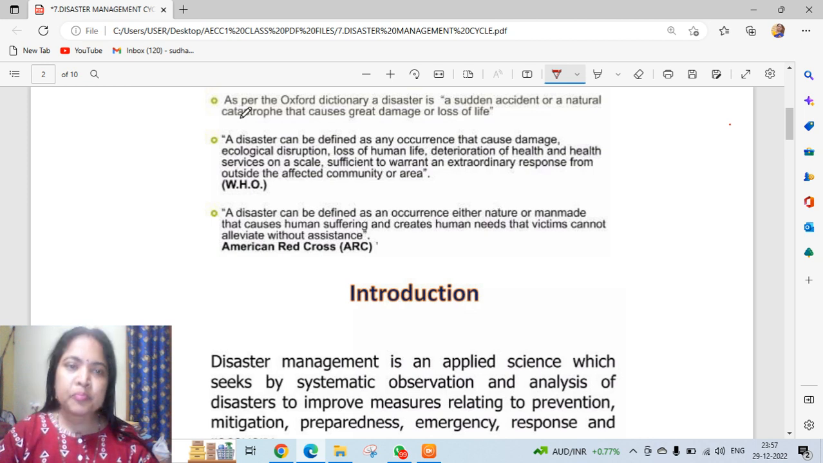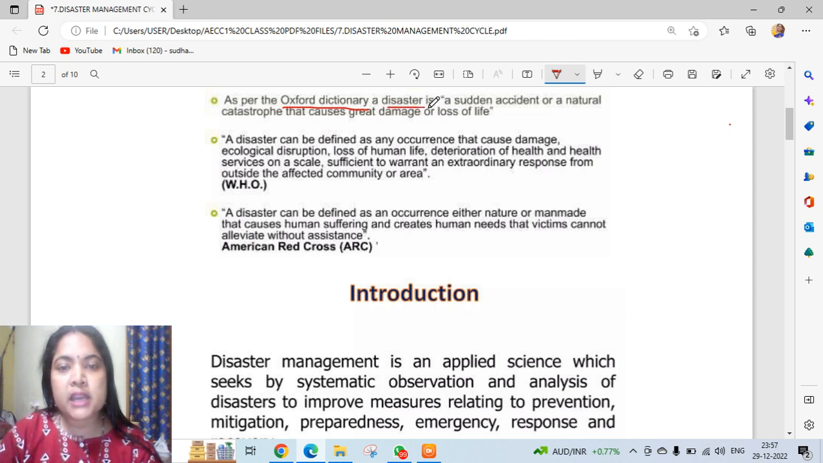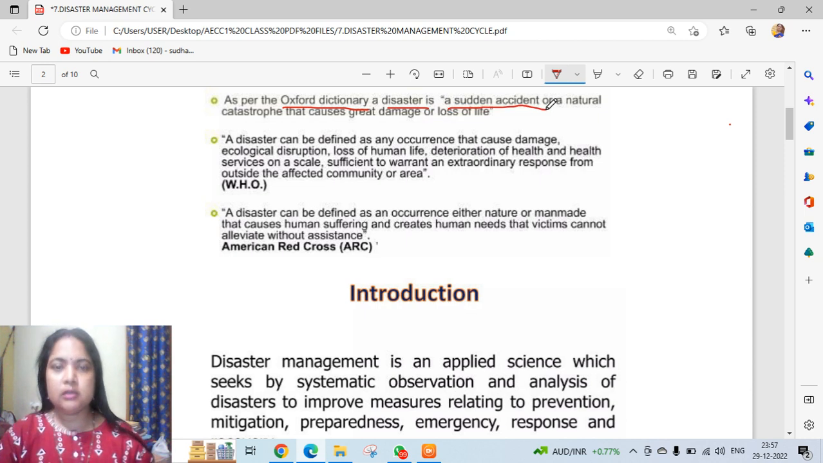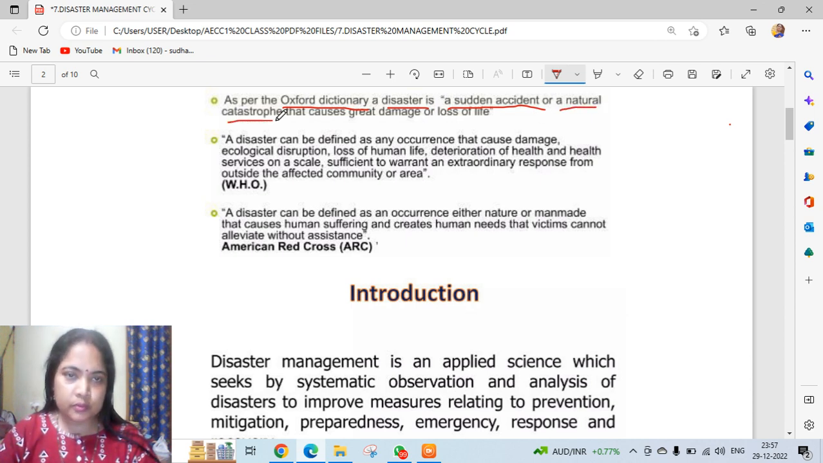Okay, so you all know that we have the Oxford dictionary, isn't it? As per the Oxford dictionary, the word disaster is defined as a sudden accident. So what is a disaster? Disaster is nothing but a sudden accident or a natural catastrophe that causes great damage or loss of life.